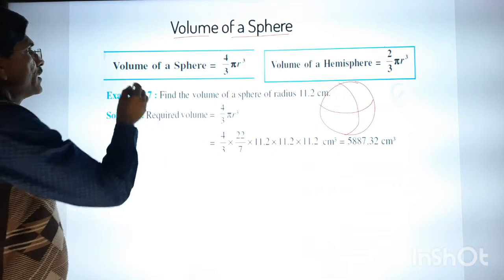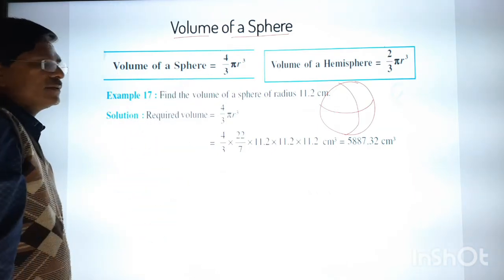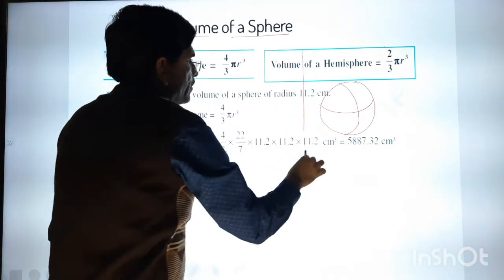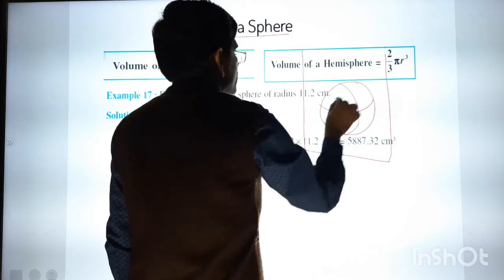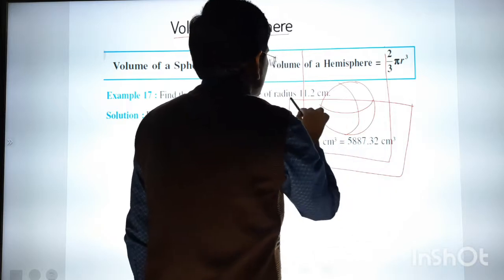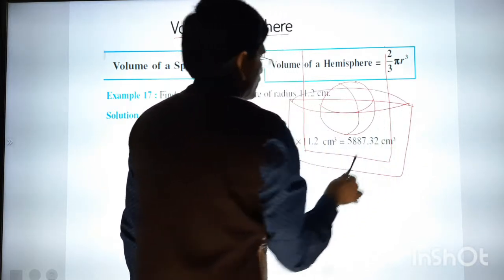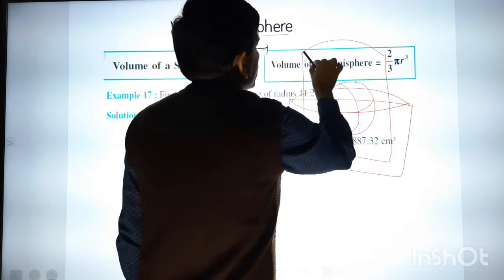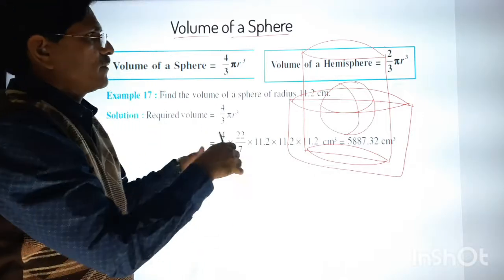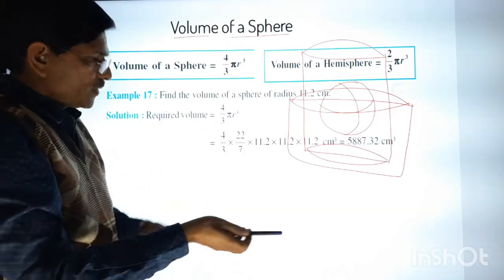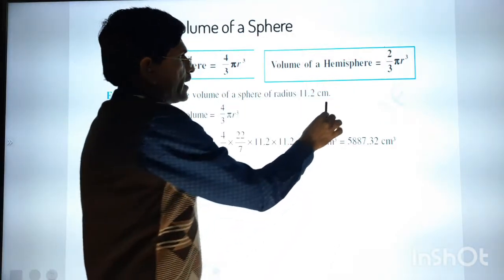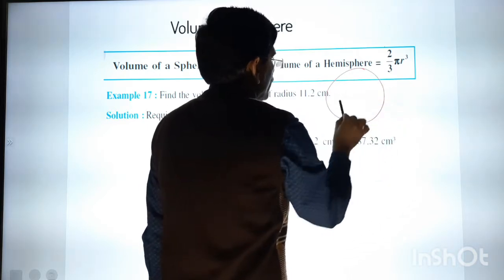The volume of a sphere formula is 4 by 3 pi r cube. It is a trial and error based method that will be done like that. In a cylinder, here one more cylinder. Whatever water comes out will be measured 2 or 3 times. Then we can find out the volume of the sphere.